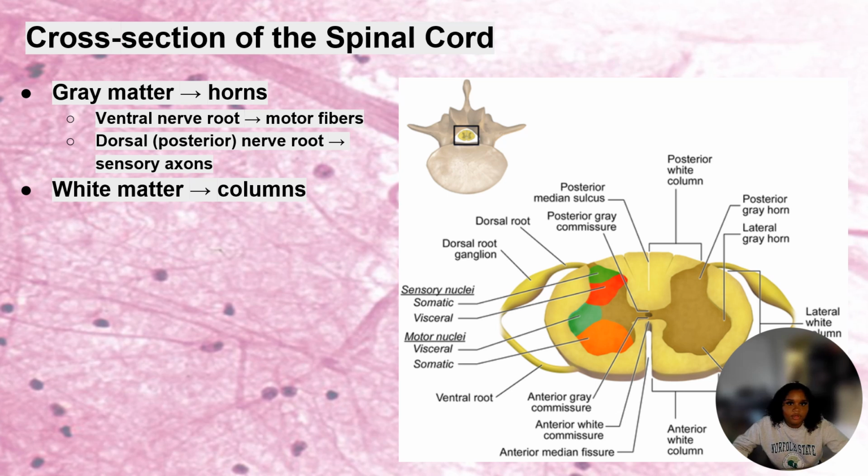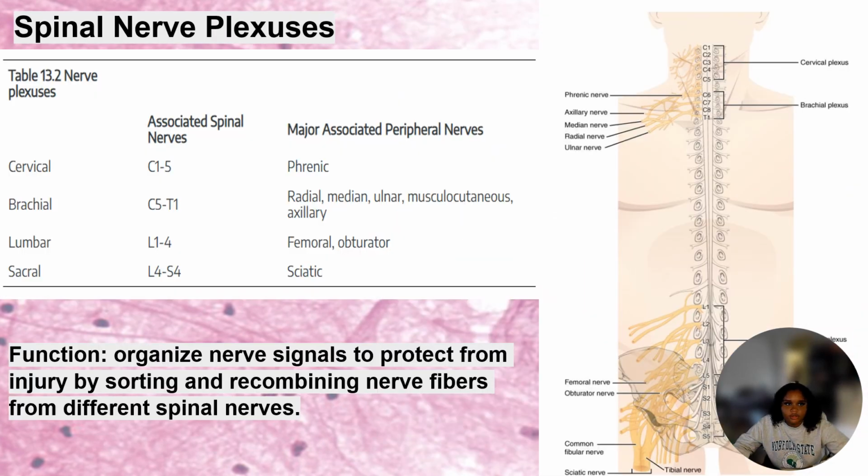Cross section of the spinal cord. So here is a cross section right here. And we've got gray matter, which again is on the inside, composed of your horns. The ventral nerve root is for motor fibers, and your dorsal nerve root is for sensory axons. And then you've got your white matter, which is columns, okay? Those are the subdivisions for those.